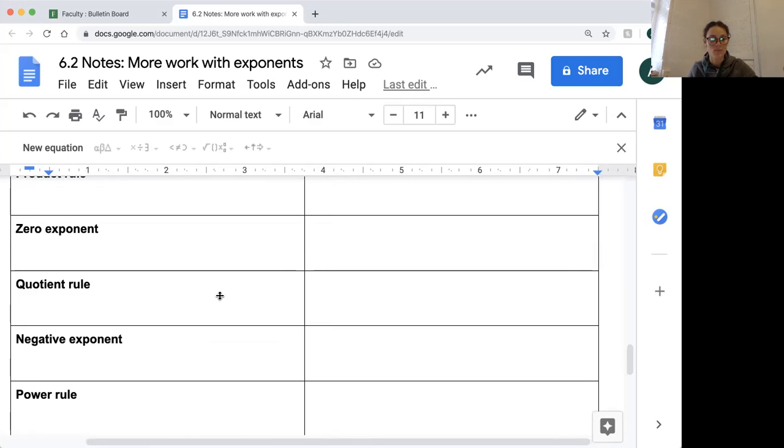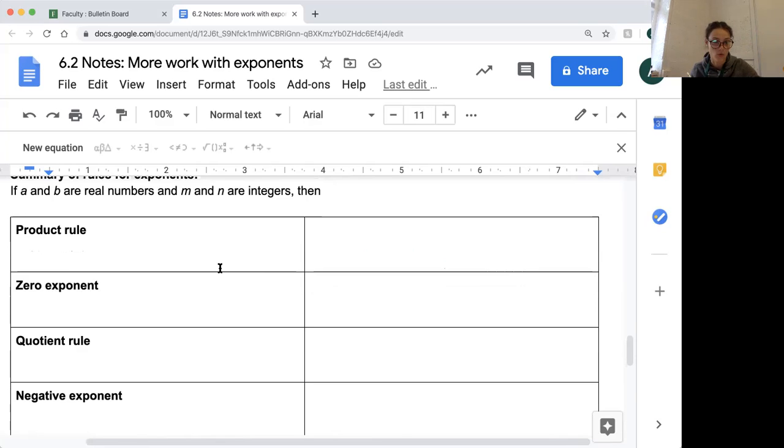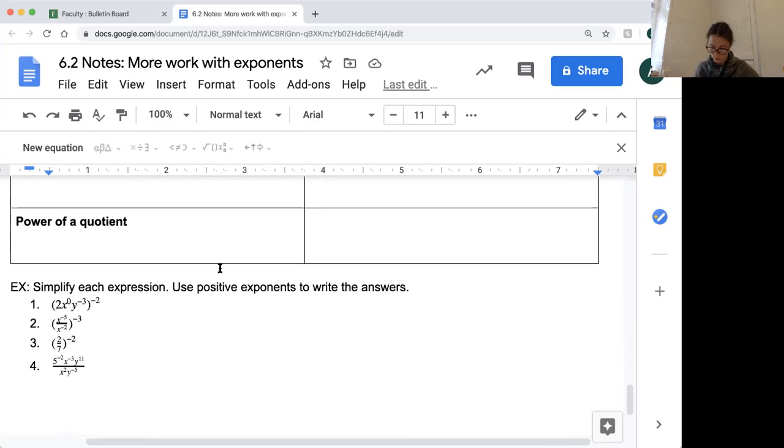For example, it would look like this. Okay, product rule, I know that a to the m times a to the n is equal to a to the m plus n. Okay, so I want you to go back through your notes, go ahead and fill out the whole table. And meanwhile, we will do a few more examples and call it a day. So let me give you some more space on all of these really quickly.